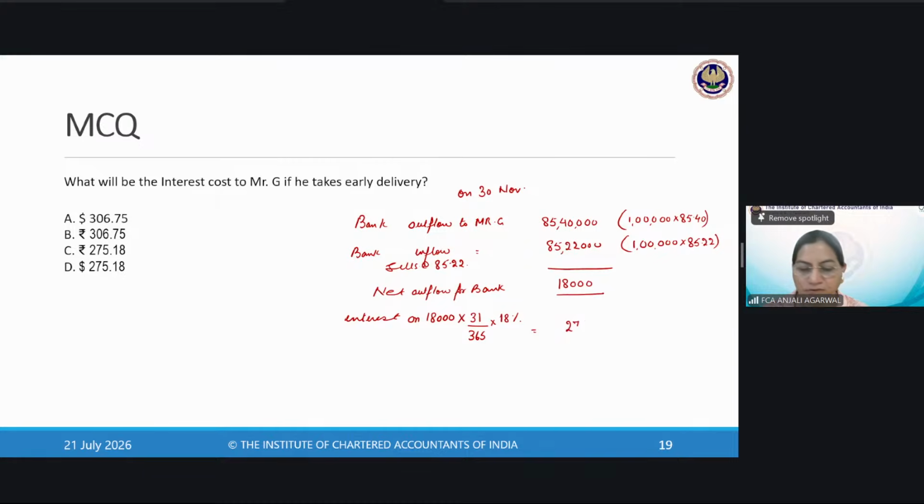So the interest is 275.18. So the interest cost to Mr. G if he takes early delivery is 275.18 rupees. Right? 85,40,000 rupees is the outflow and 85,22,000 rupees is the inflow to the bank. Net outflow to the bank is rupees 18,000, and interest on rupees 18,000 for 31 days at 18%, taking 365 days in a year, is rupees 275.18.